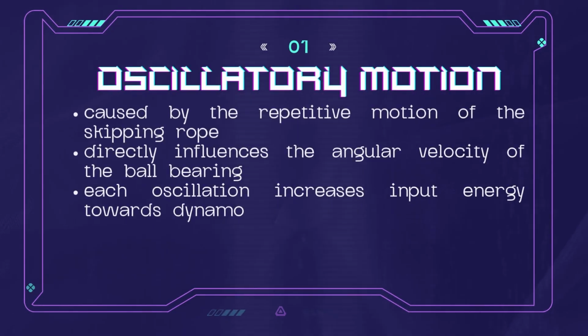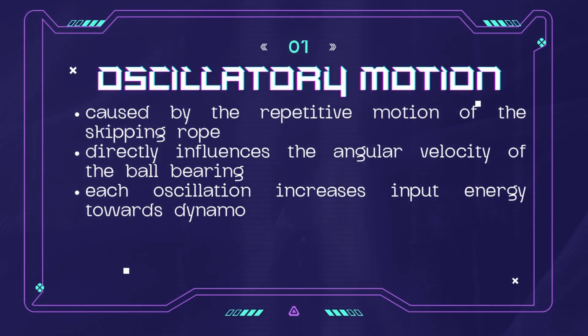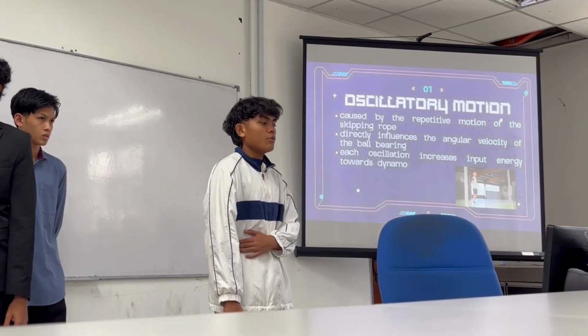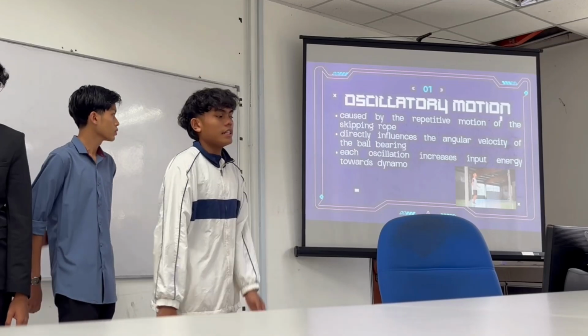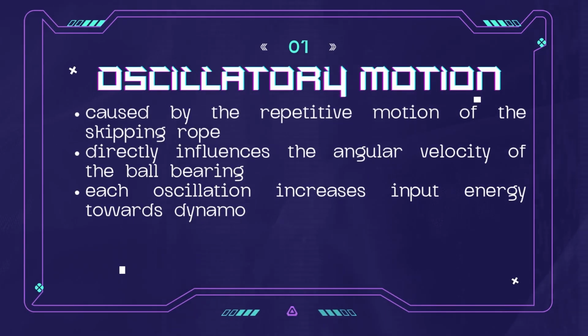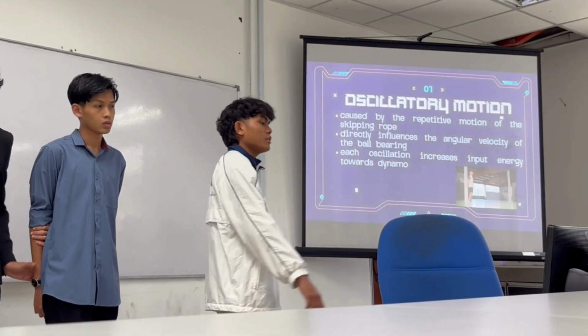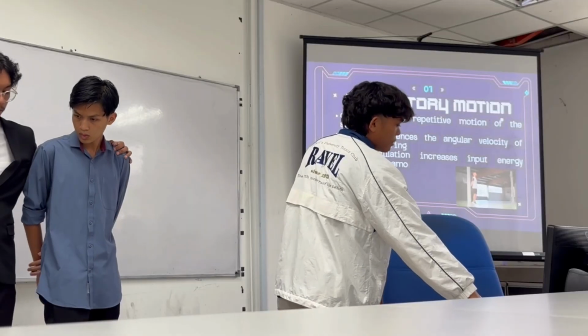The first one is oscillatory motion. It's caused by the revolutive motion of the skipping rope. Second, it really influences the angular velocity of the ball bearing. As the rope turns, the kinetic energy will convert into electrical energy. Next, each oscillation increases input energy towards the dynamo. This means that the energy will be converted through the dynamo inside.